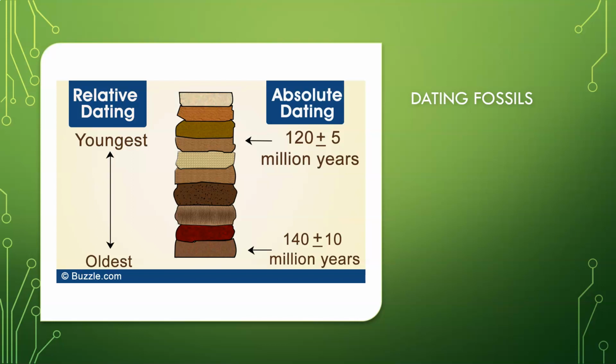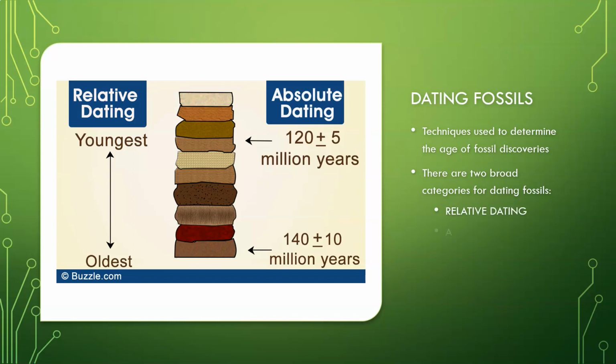Alrighty, so when we think of fossils and we need to put ages on them, we call it dating fossils. So we're not talking about two trilobites going out for dinner or an ammonite and a trilobite. We're actually talking about aging fossils. And aging fossils is what we call dating fossils. Okay, so techniques used to determine the age of fossil discoveries. There are two broad categories for dating fossils: relative dating and absolute dating.